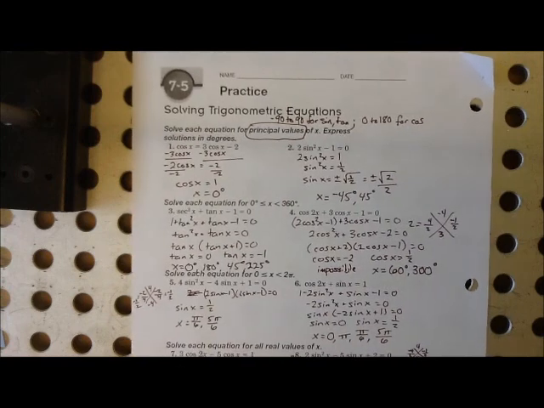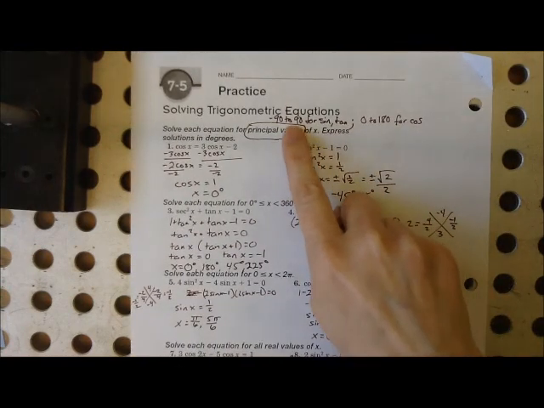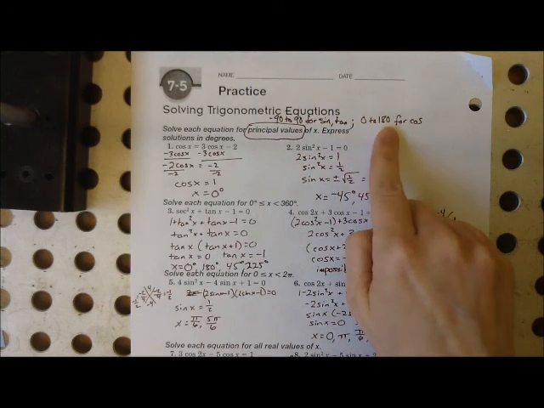Last page. All right. Principal values. For sine and tangent, that's negative 90 to 90. For cosine, that's 0 to 180.